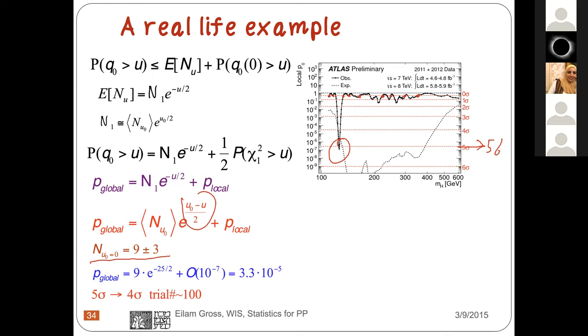This is it. Can I ask a question? Yeah. How do you determine the mass range over which you calculate the P global? Because in the previous slide it was from 200 to 2000, whereas here it's from 100 to 600. You can tell me, okay, let's fix the search range to be from 200 to 2 million to 2 billion. Then the probability to see something is almost 100%, because I'll see it somewhere, right? But it doesn't work like this, because there's physics behind it.